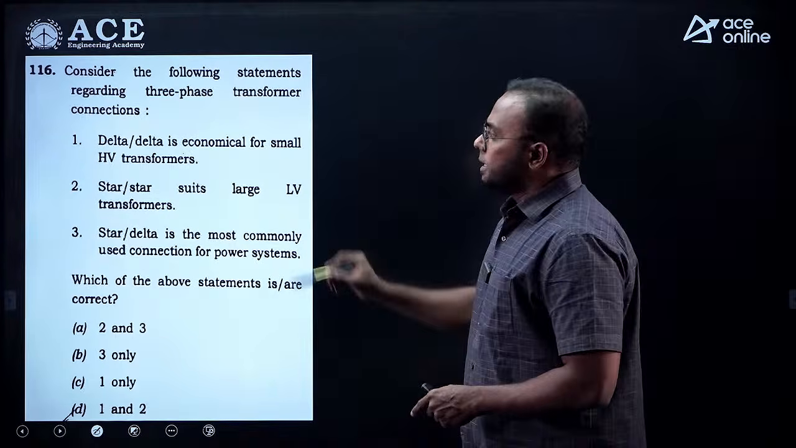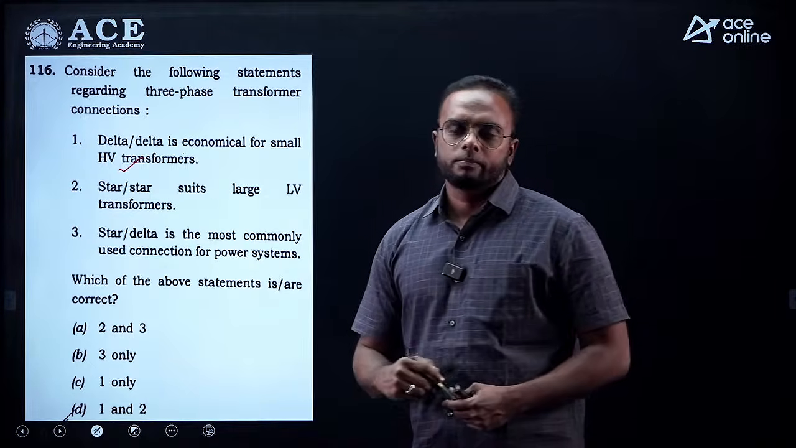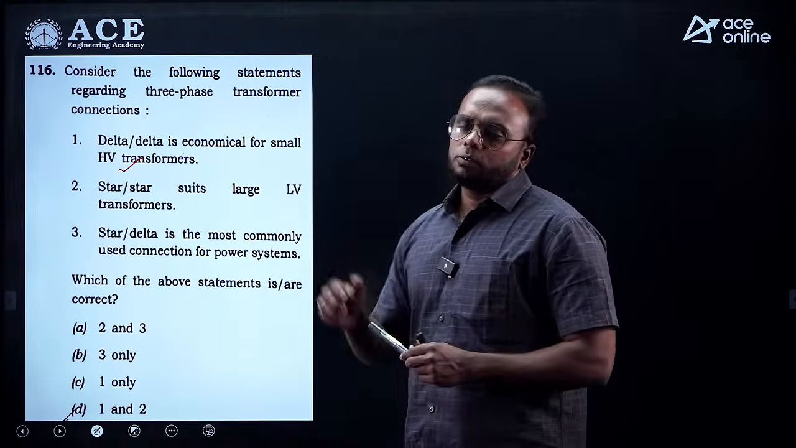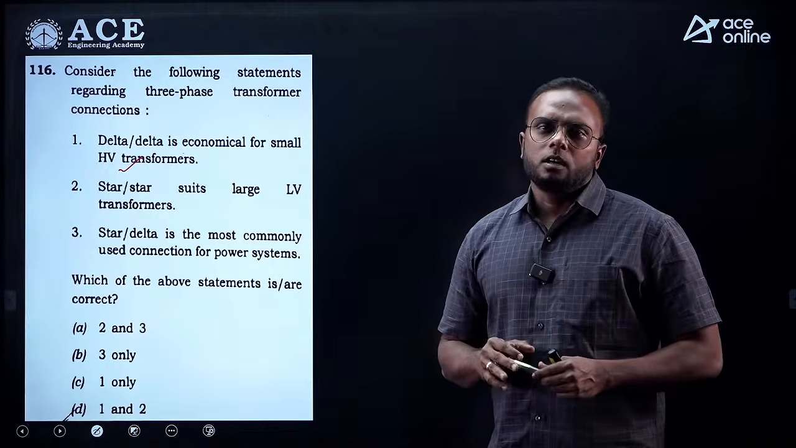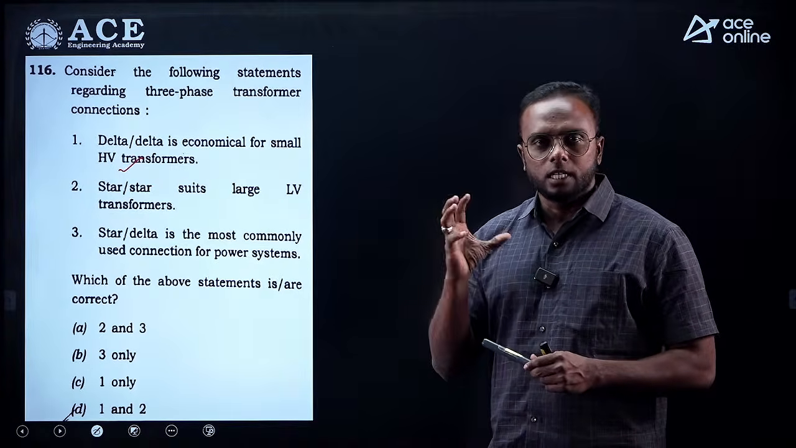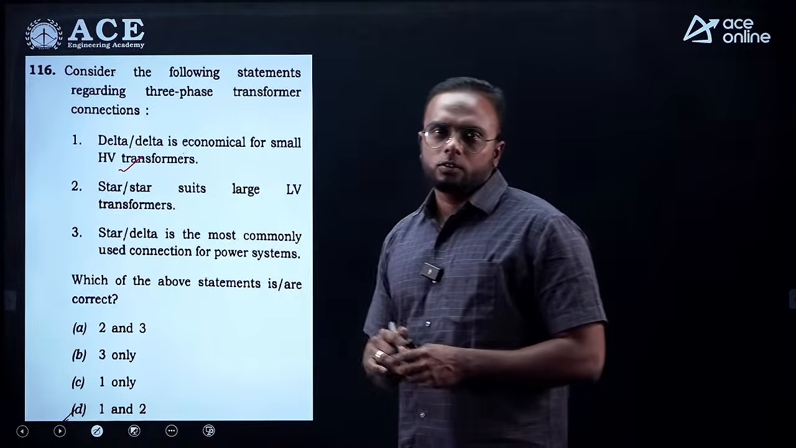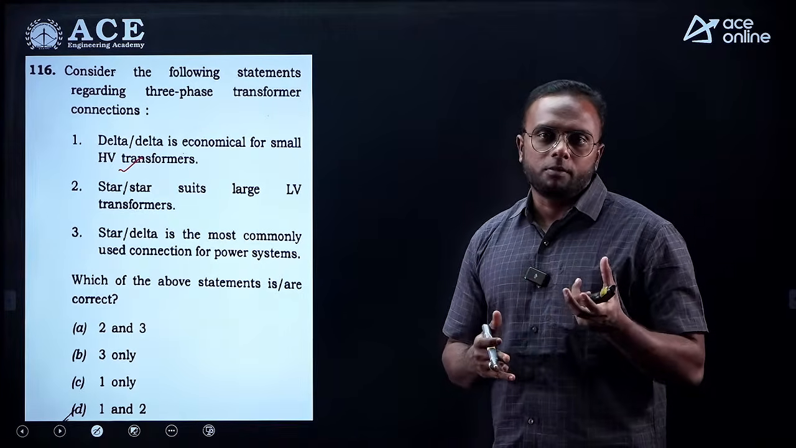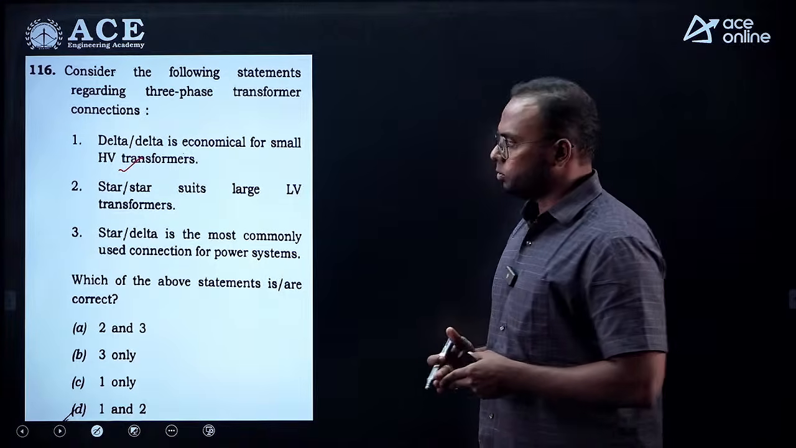Here it is given: delta-delta connection is economical for small HV transformers. Is that right or wrong? Yes. See, this delta-delta we use for small ratings only. Even when it is high voltage, generally star is best. But for small HV ratings, delta-delta also we can utilize, because delta-delta has one advantage: even if one phase is damaged, we can operate it as open delta. So a continuous supply is possible here.